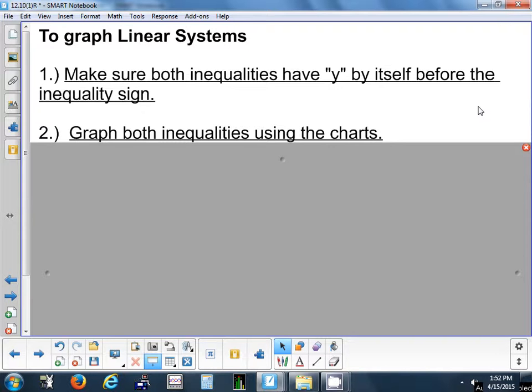Some of you guys might just know. Yeah, okay, I'm going to use a dotted line here. Okay, I got a shade above. But some of you guys might not. That's why I put it on a separate sheet. If you need to use that as reference, so be it. All right? So graph both inequalities using the chart that we just filled out.